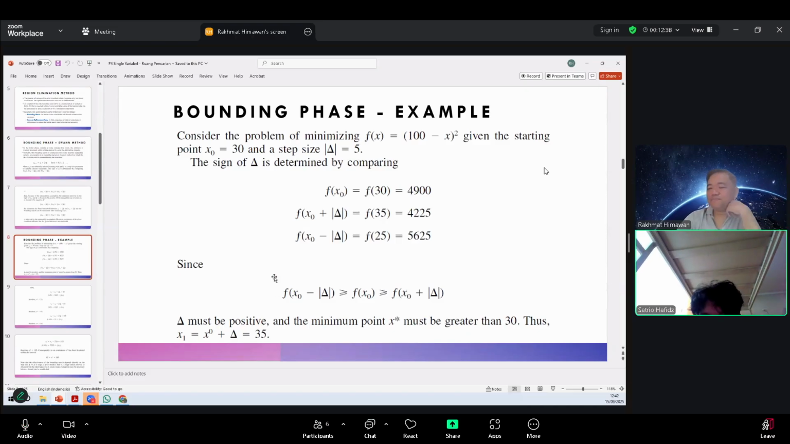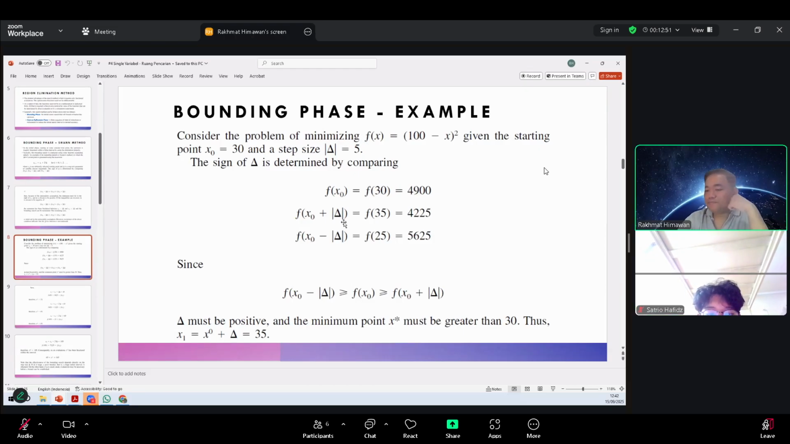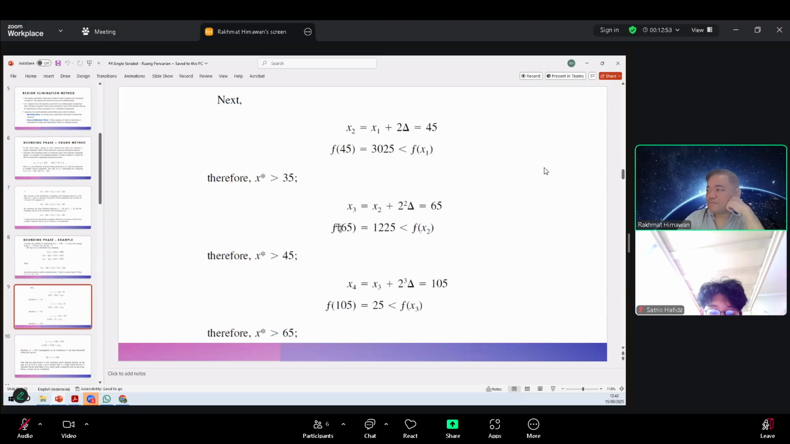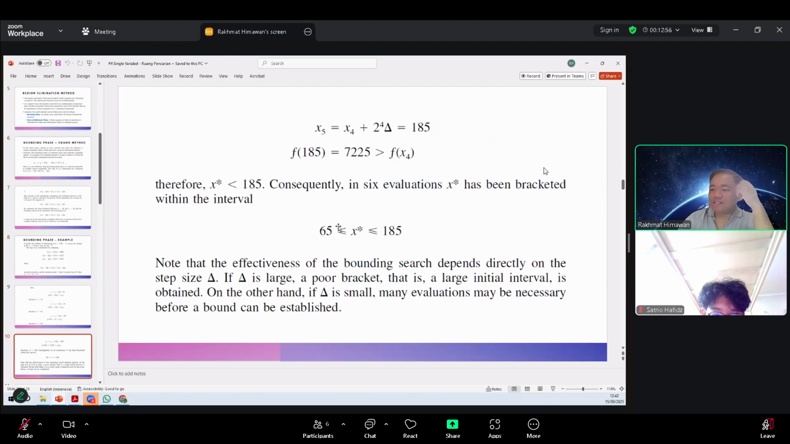Another question? Yes, here. Okay, minimizing f(x). All right, any other question?